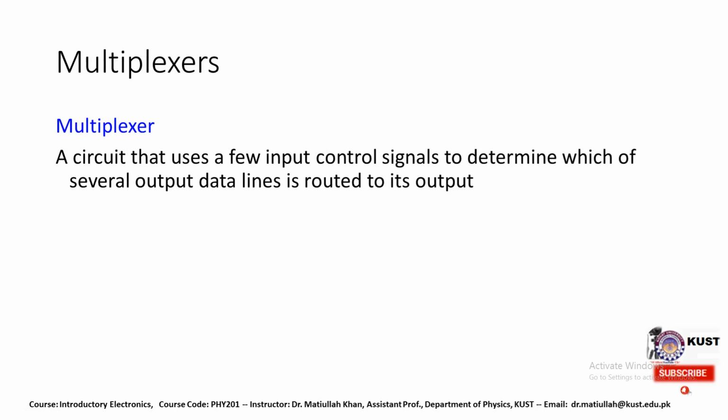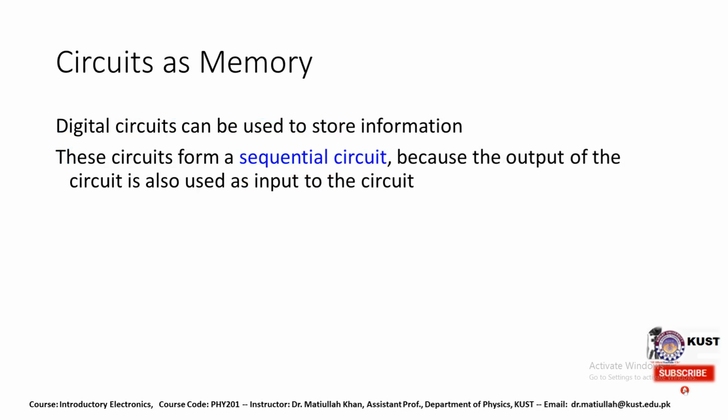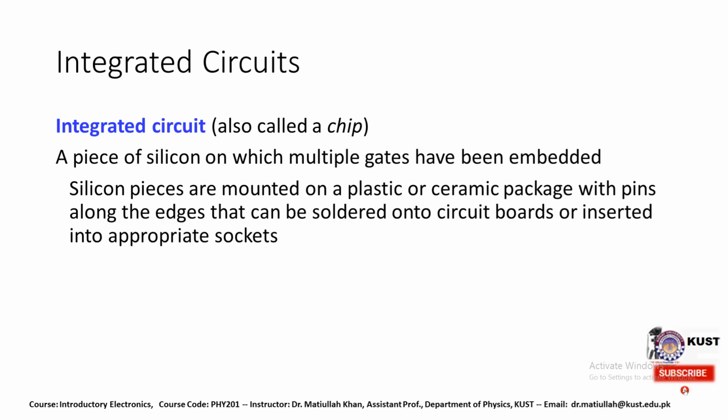So we have the multiplexer, a circuit that uses a few input control signals to determine which of the several input data lines is routed to its output. So this is something about the multiplexer. The multiplexer is a bit complicated, and it is not very much related to our course. We also have circuit memory, where logic gates could be used. Circuit memory is a bit complicated, and it is also generally discussed but not covered here.